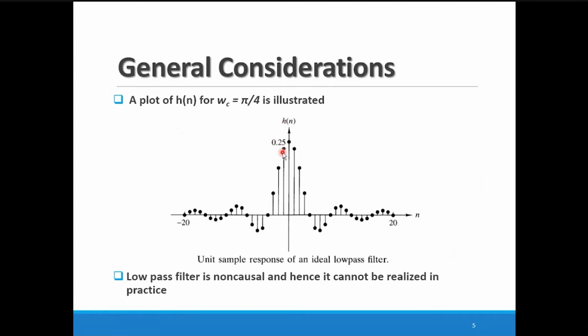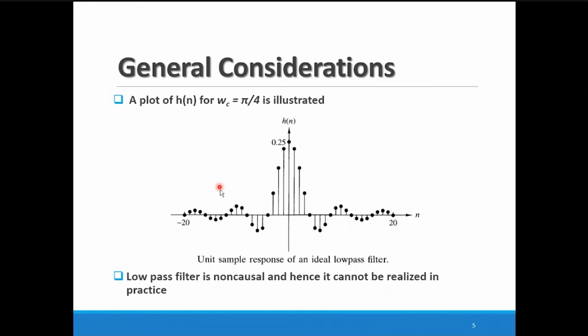Here you can see the maximum value is 0.25, and the range is minus 20 to 20, meaning 20 discrete samples in the positive direction and 20 discrete samples in the negative direction. Here h of n is plotted, and the x-axis gives the values of n. So this is the unit sample response of an ideal low pass filter. As you can see, the low pass filter is non-causal, and hence it cannot be realized in practice.